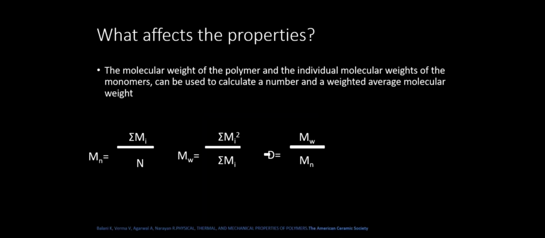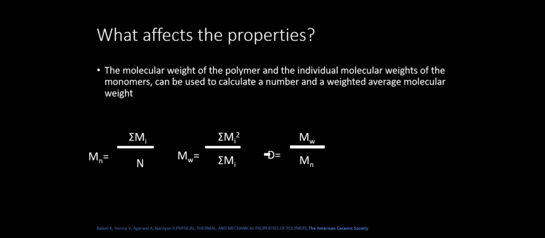So, what affects the properties? The molecular weight of the polymer and the individual molecular weights of the monomers can be used to calculate a number and a weighted average molecular weight. The number average molecular weight, Mn, equals the sum of the mass of each chain divided by the number of chains. The weighted average molecular weight, Mw, equals the sum of the mass of each chain squared divided by the sum of the mass of each chain.